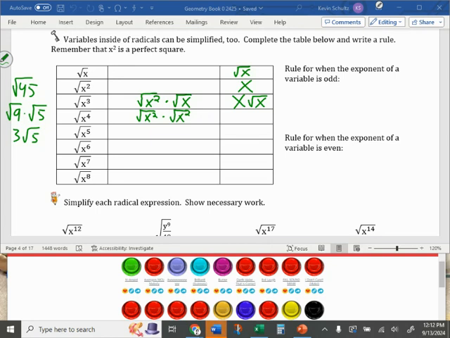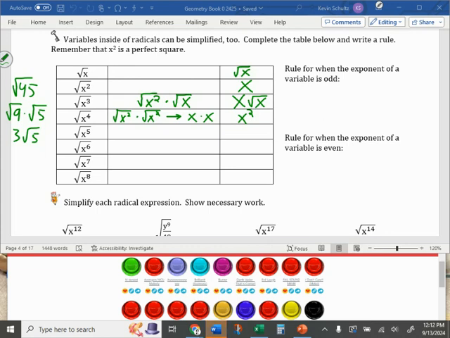X to the fourth can be rewritten as the root of x squared times the root of x squared, which each of these simply become an x, because the root of x squared is x. And what's x times x? X squared. Okay?